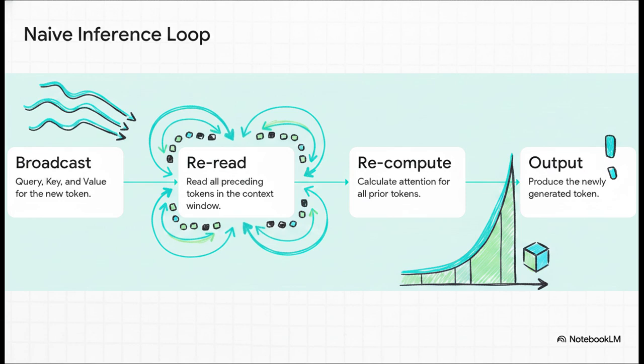Moving on to Section 2, the algorithmic baseline and the O(n)³ disaster. Let's examine exactly why naive transformer inference creates a literal computational impossibility. In a naive loop, generating a new word requires broadcasting a query, key, and value. But to establish context, the model actually has to reread and recompute the attention matrix for every single prior token from scratch. And because attention mechanisms scale quadratically, recomputing across an expanding sequence results in catastrophic O(n)³ scaling. That's a cubic explosion in compute time.